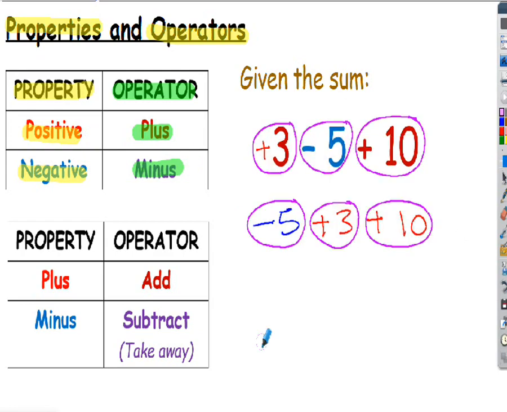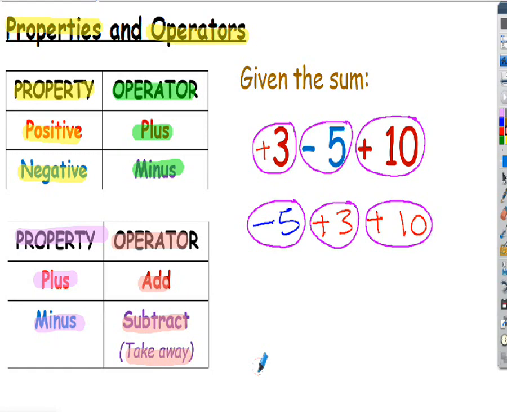Where confusion can further arise between properties and operators is when the terminology for the property is stated as plus and minus, which then means the operator needs to be stated as add or subtract, or I sometimes use the term take away when I'm emphasizing the subtraction. So I'm just showing that slide for reference, just to be aware of the terms property and operator.